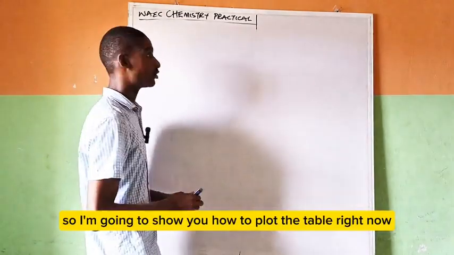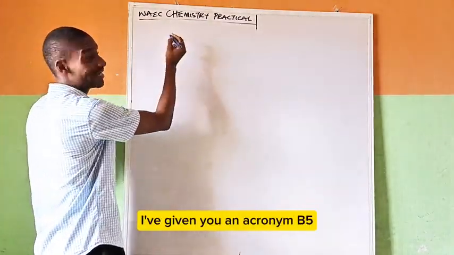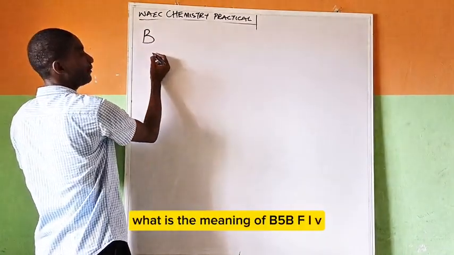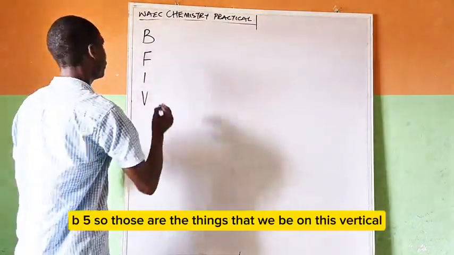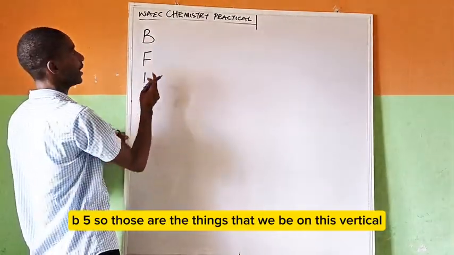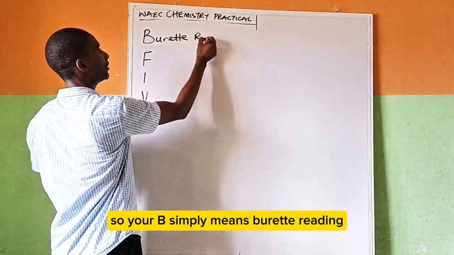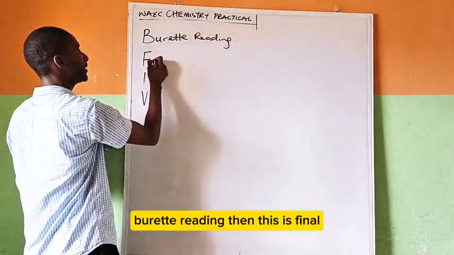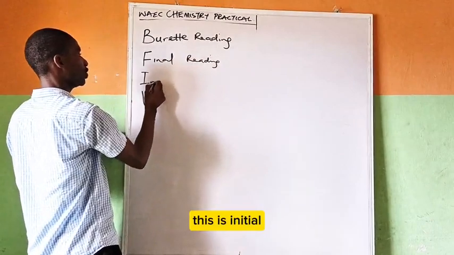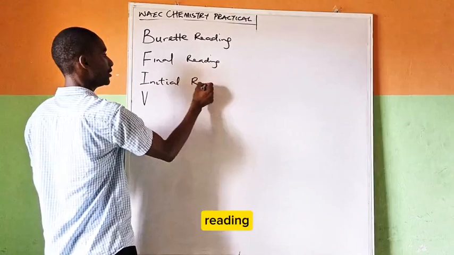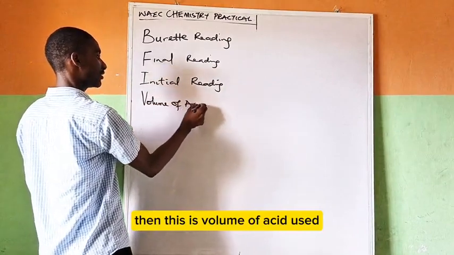So I'm going to show you how to plot the table right now. The first thing you do, I've given you an acronym, B5. What is the meaning of B5? B, F, I, V. Those are the things that will be on this vertical. B simply means burette reading. Then this is final, you can write final reading. This is initial reading. Then this is volume of acid used.